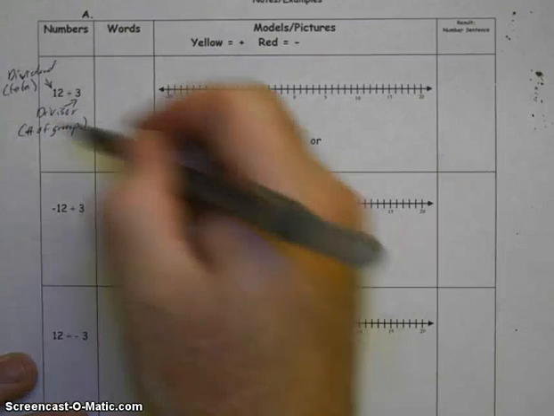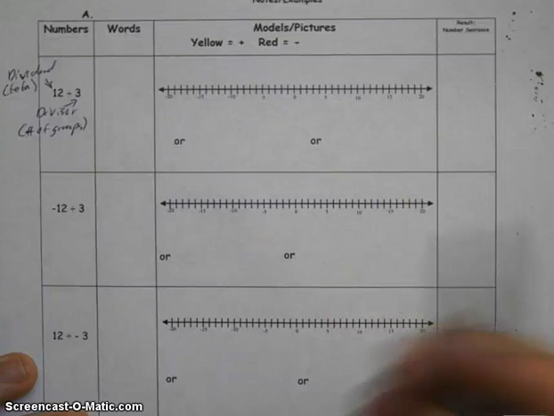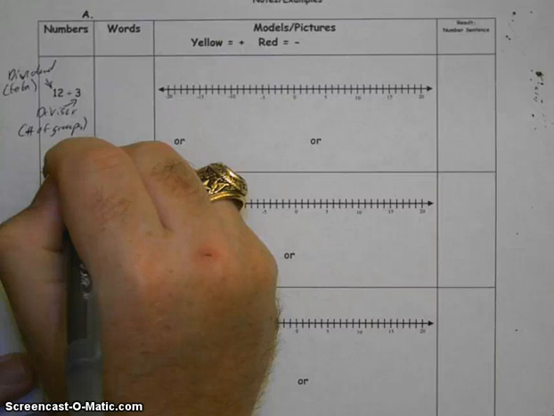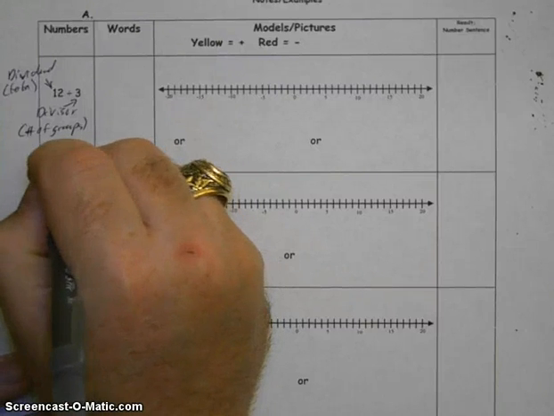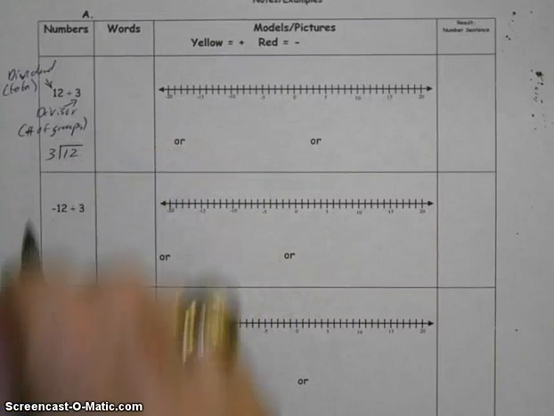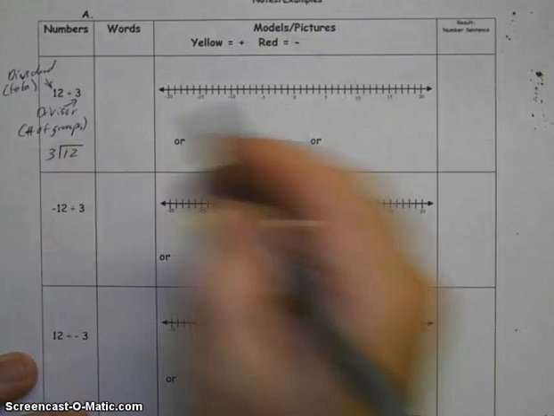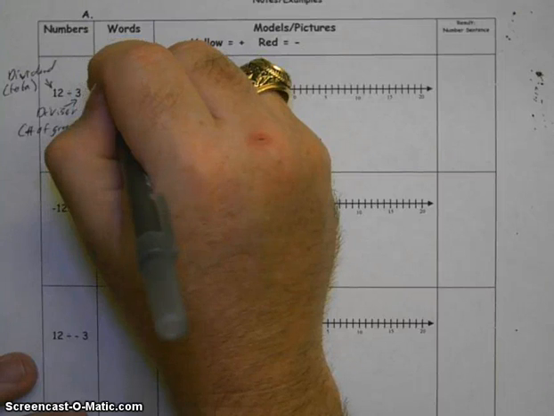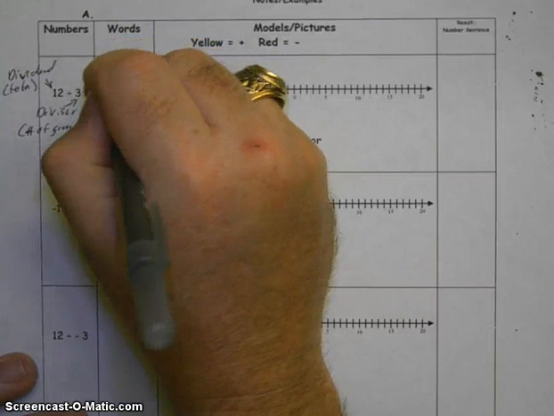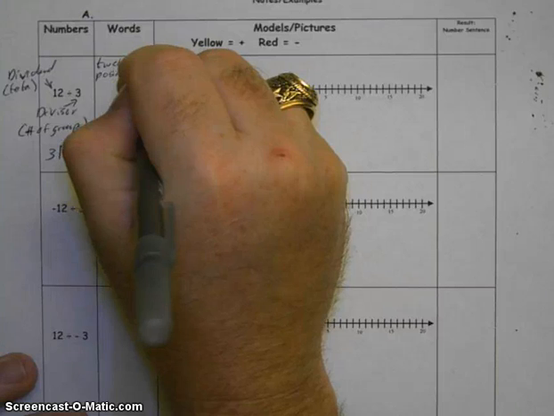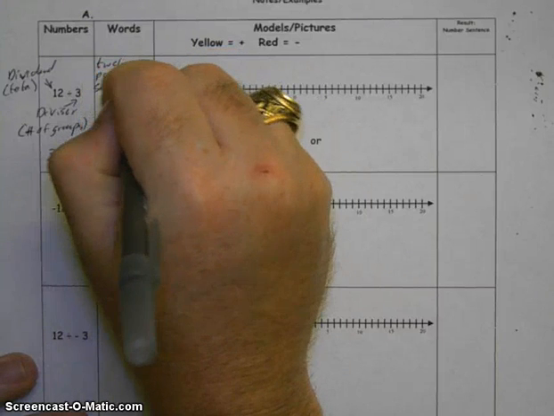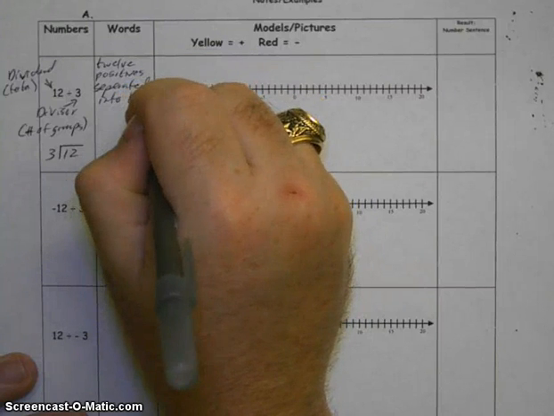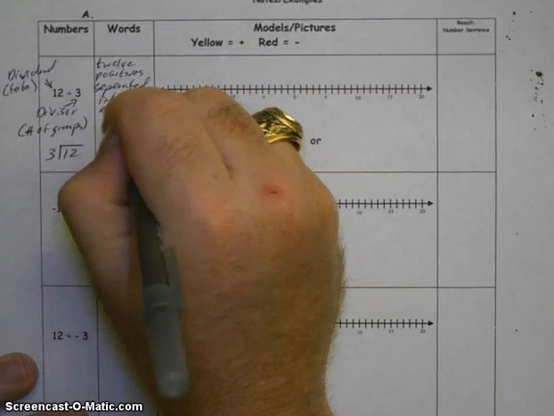Also remember that you can rewrite this in long division notation. 12 divided by 3, the 12 goes inside the box, the 3 goes in front. Just as a note, that is how we're going to do this. In words, 12 divided by 3 you can think of as 12 positives separated into 3 equal groups.